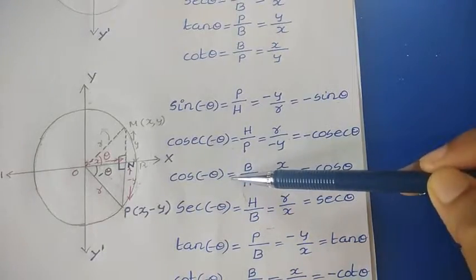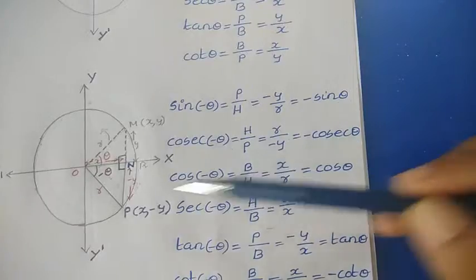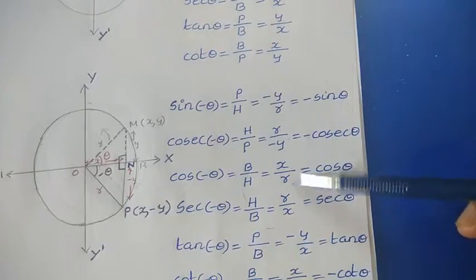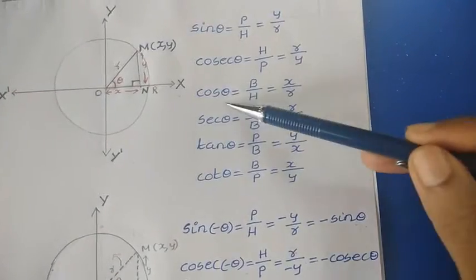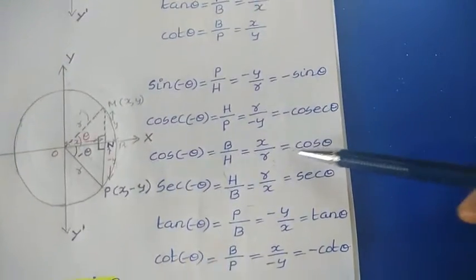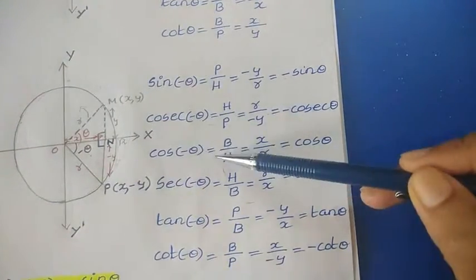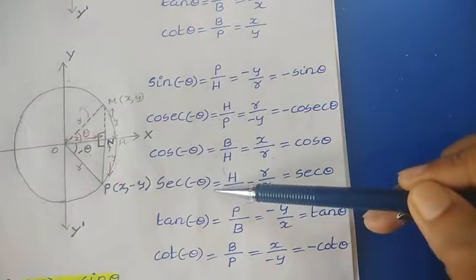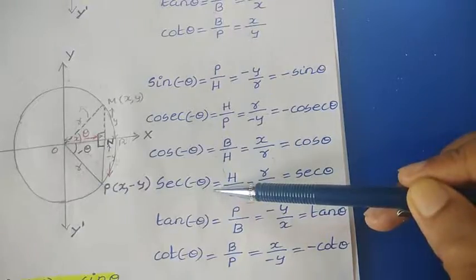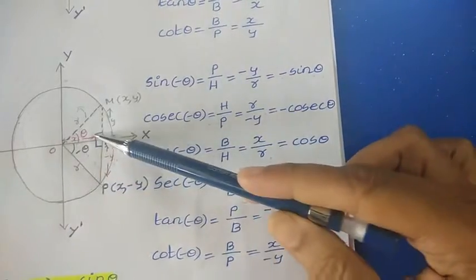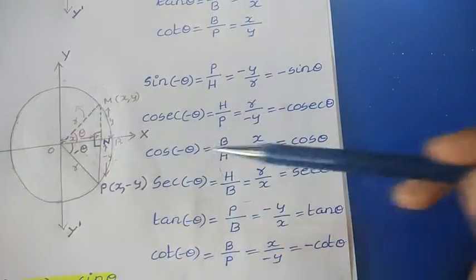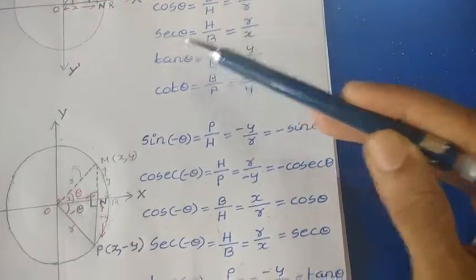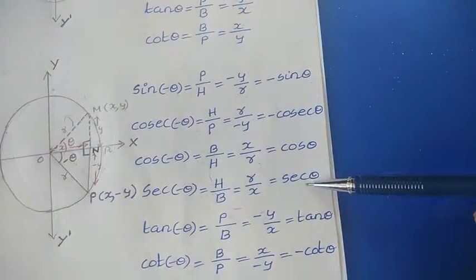Next, cos minus theta. Cos minus theta is base upon hypotenuse. Base is x upon r, and this x upon r is nothing but cos theta. So cos minus theta is equal to cos theta. See, here there is no negative sign. Then sec minus theta is equal to hypotenuse upon base. Hypotenuse is r and base is x, so r upon x, and this r upon x is nothing but sec theta. So sec minus theta is equal to sec theta.